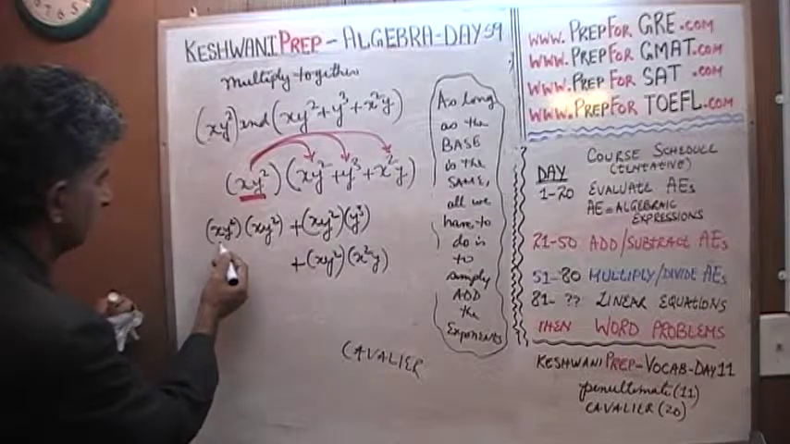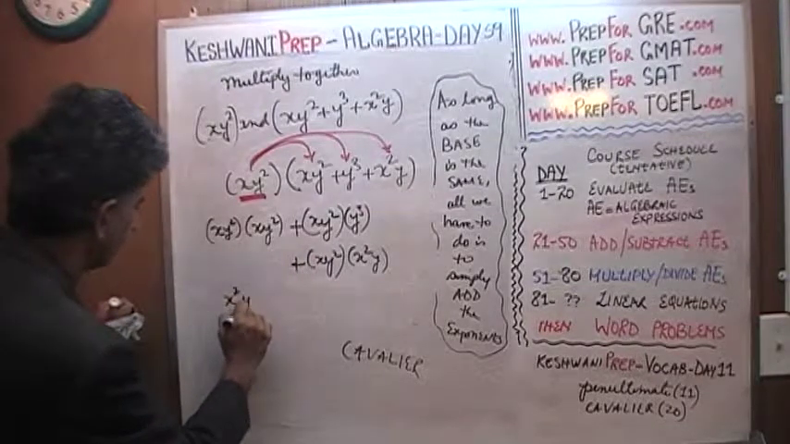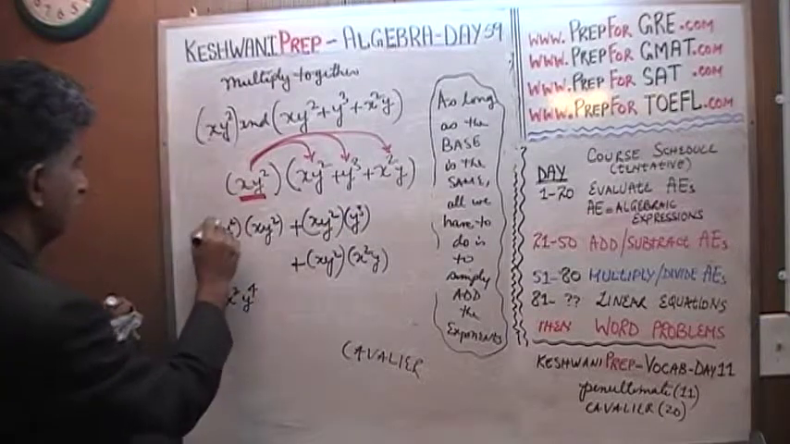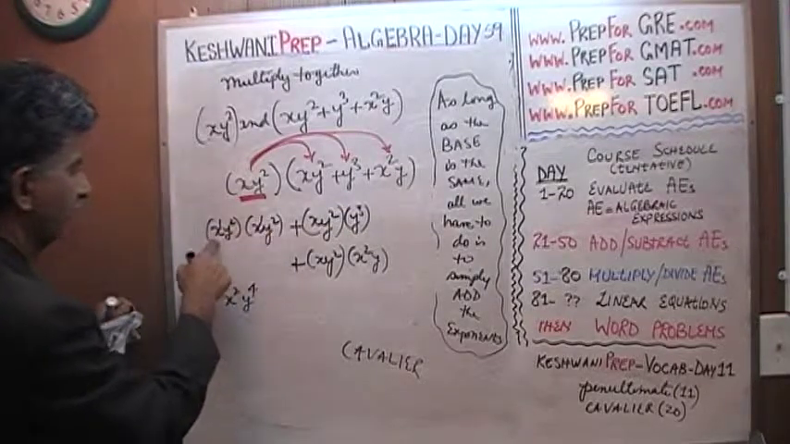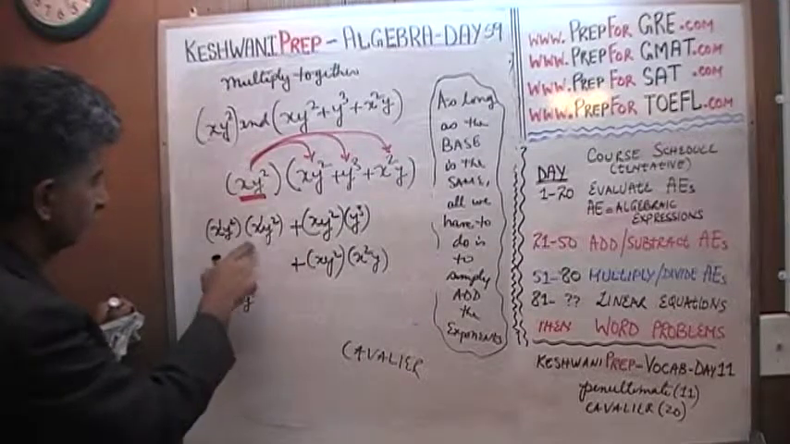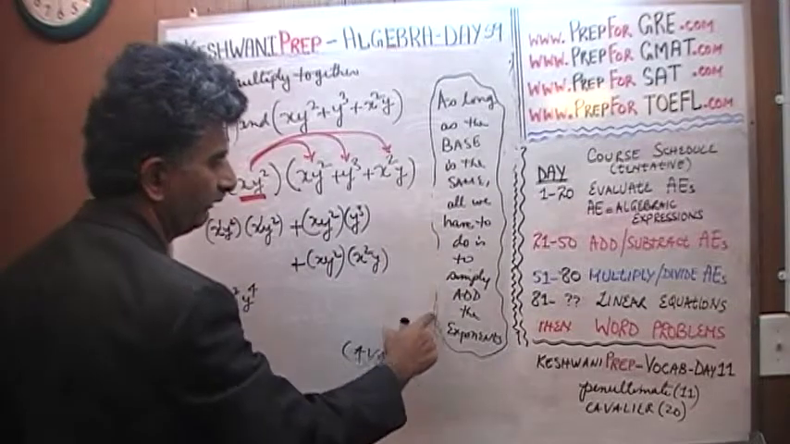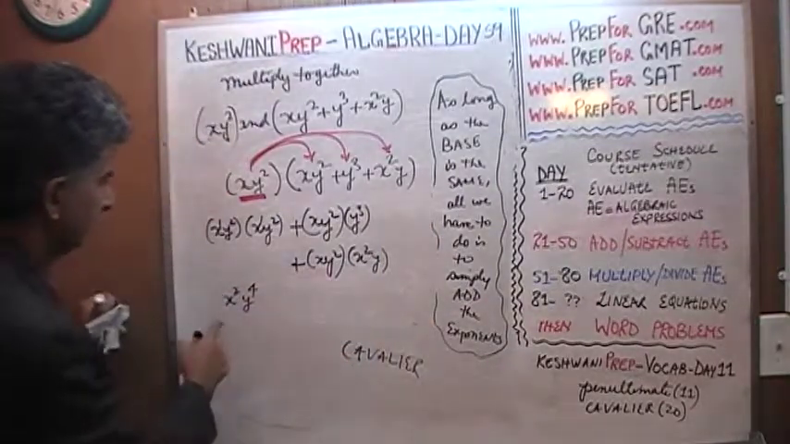x times y squared times x times y squared will be x squared times y raised to 4. Here we have a power of 1, here we have a power of 1, so x raised to 1 plus 1, which is 2, y raised to 2 plus 2, which is 4. As long as the base is the same, all we have to do is add the exponents. So that takes care of this part.